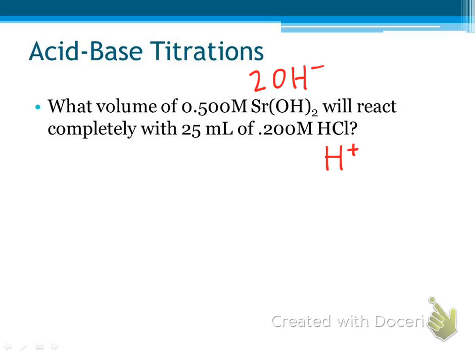So always start with what you're given. We know both the volume and the concentration of our hydrochloric acid, so we need to find out how many moles are in that sample. And then we can say how many moles of hydroxide we need compared to that, and then we can finish.